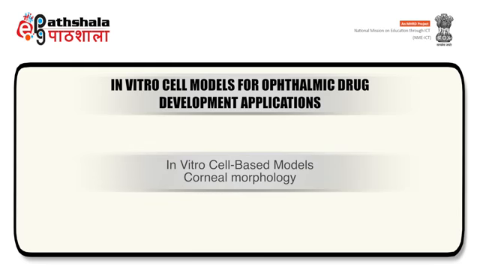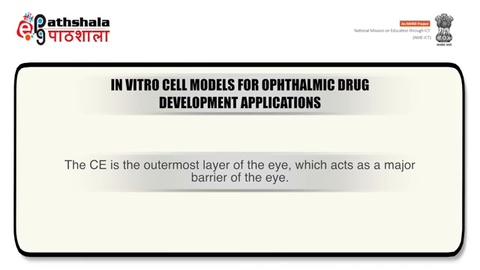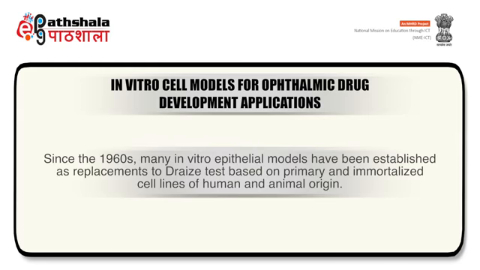In vitro cell-based models of the corneal morphology. The corneal epithelium is the outermost layer of the eye, which acts as a major barrier of the eye. Since the 1960s, many in vitro epithelial models have been established as replacements to Draize tests, based on primary and immortalized cell lines of human and animal origin.